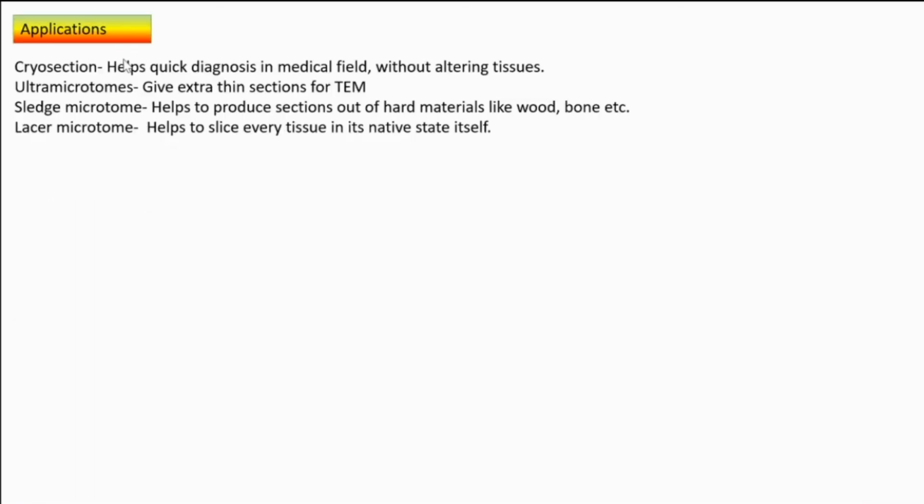Next is applications. Applications I have also discussed along with the topic itself. Anyway, I am repeating once more. Cryo sections help quick diagnosis in the medical field without altering the tissues. Ultra microtomes are mainly used to get thin sections for transmission electron microscope. The sledge microtome helps to produce sections out of hard materials like wood, bone, etc. The laser microtome helps to slice tissue in its native state without any alteration.